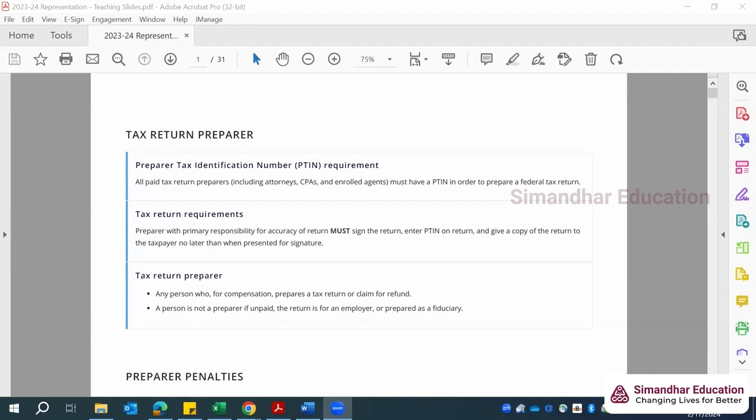Also remember that whenever there is a law, there is an exception to the law. The IRS is saying that anybody who gets compensated to prepare a tax return is a preparer. But we also need to know who are the certain people who will not be treated as a tax return preparer. So there are exceptions to this definition as well. As I mentioned, you need to have a PTIN and you need to sign on the tax returns that you are preparing.